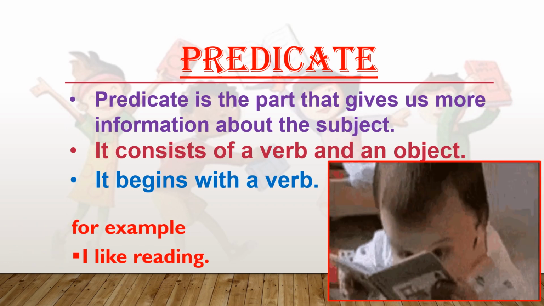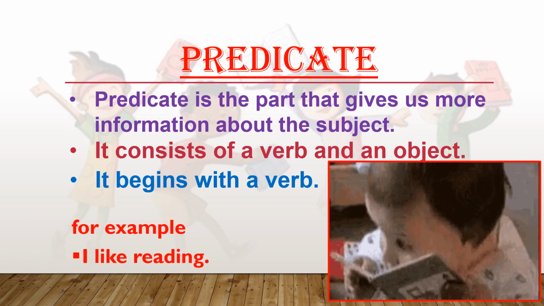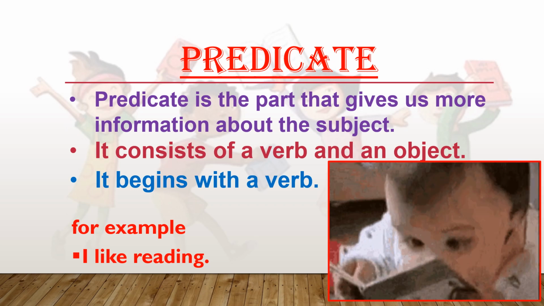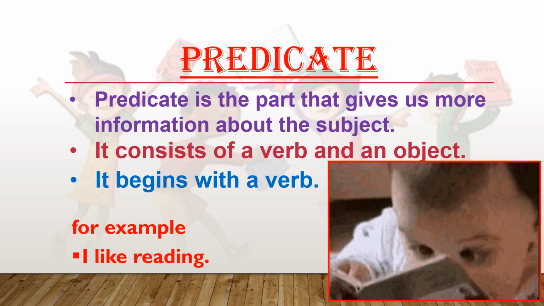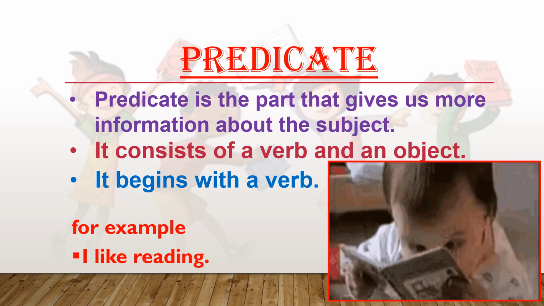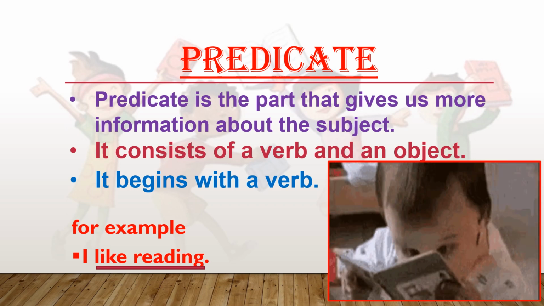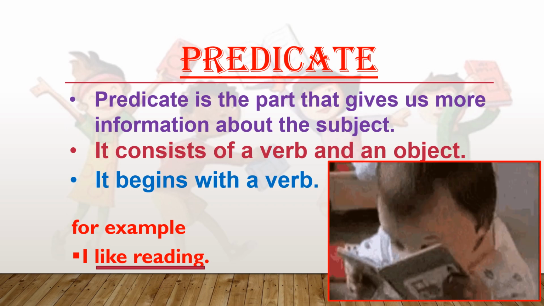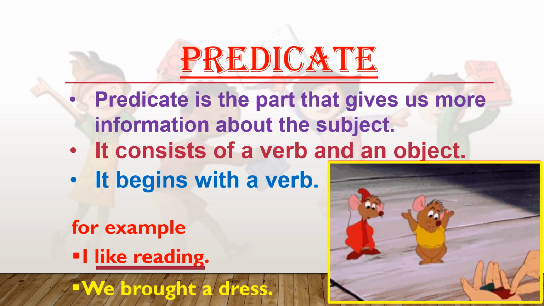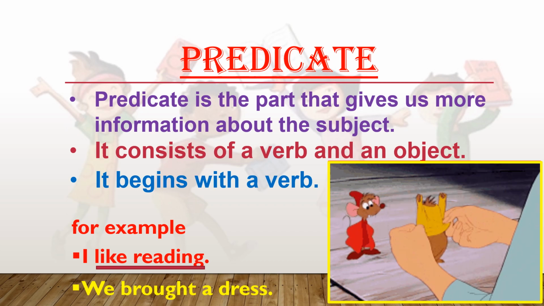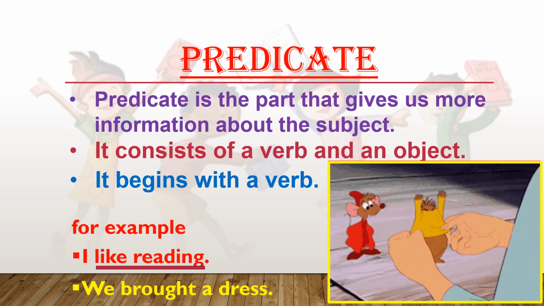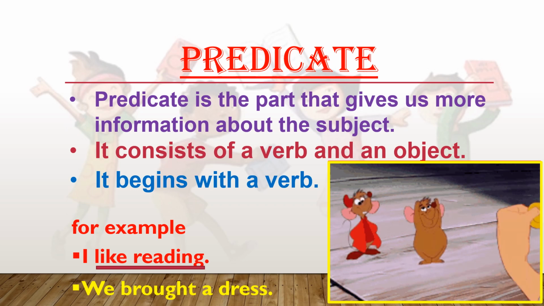Let us get back to the examples that we took. I like reading. And we've already discussed I is the subject there because we are talking about I. And the remaining part, that is like reading, is the predicate of the sentence. Like is the verb and reading is an object. In the next example, we brought a dress, and we know the subject here is we and the remaining part, brought a dress, is the predicate of the sentence.